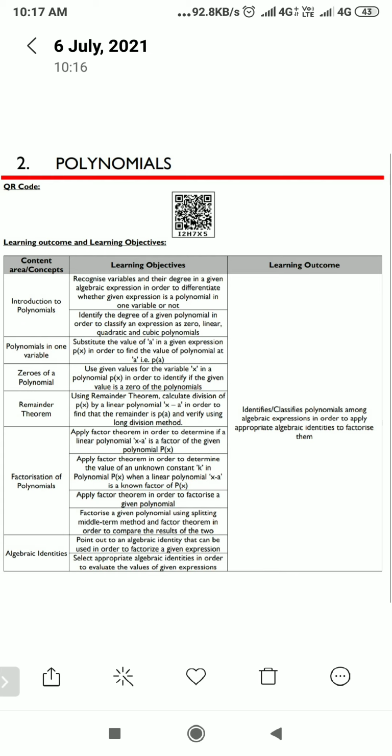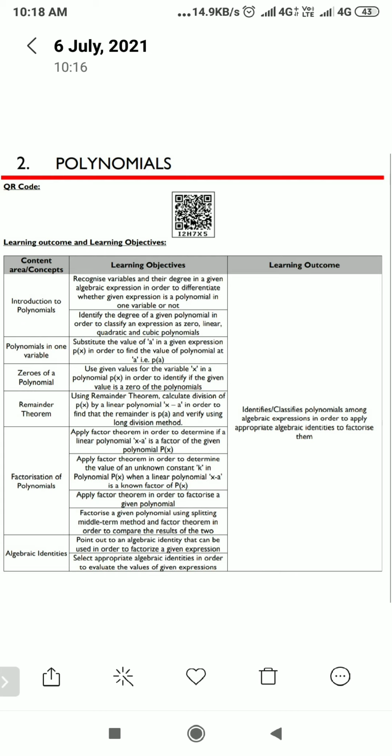The first objective is to recognize variables and their degree in a given algebraic expression in order to differentiate whether the given expression is a polynomial in one variable or not. Second, to identify the degree of a given polynomial in order to classify an expression as zero, linear, quadratic, and cubic polynomials.